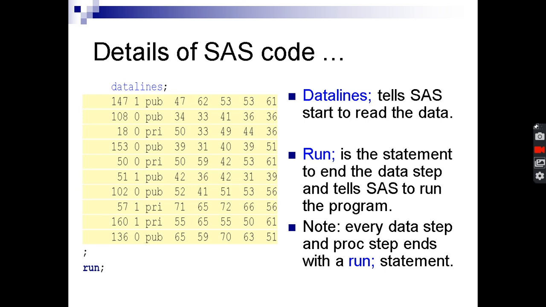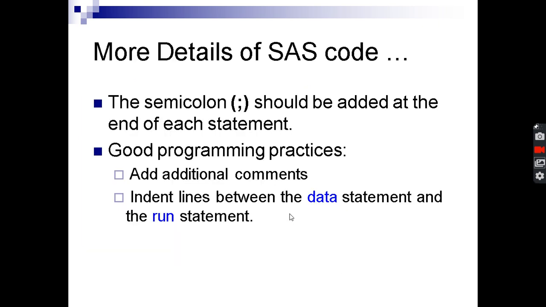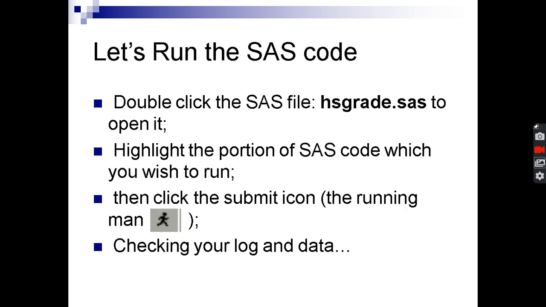The datalines statement indicates that we are going to start the data set after it, and run is to execute the data program. This run statement with a semicolon is very important. Every data step and proc step ends with run and a semicolon. And for good programming practice, you add additional comments as we did in R, and we indent the lines between the dataset and the run statement so that you can see where the data starts.